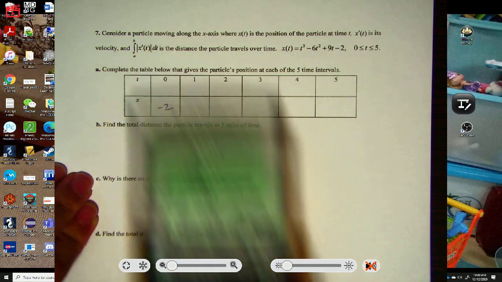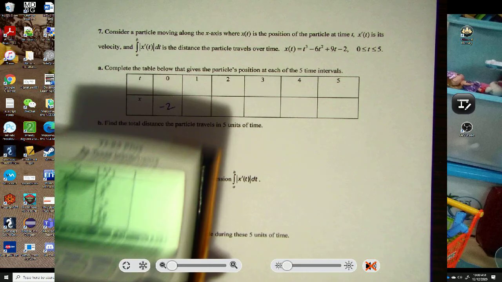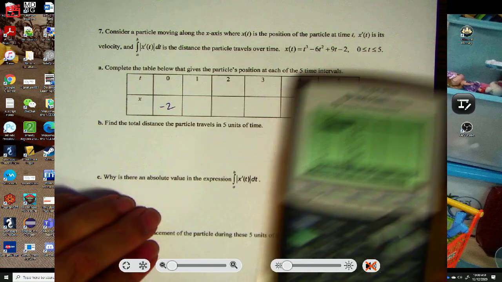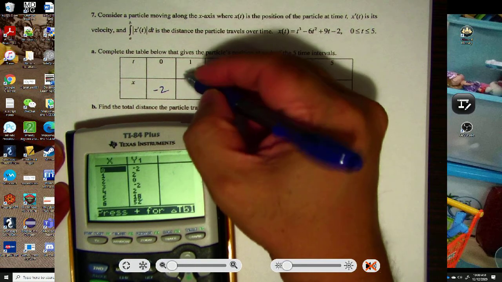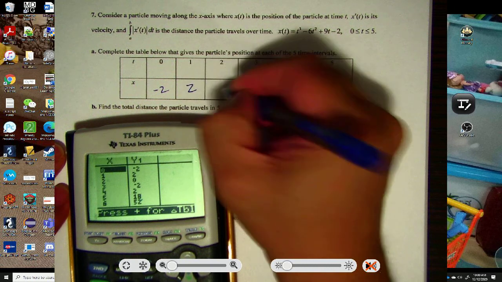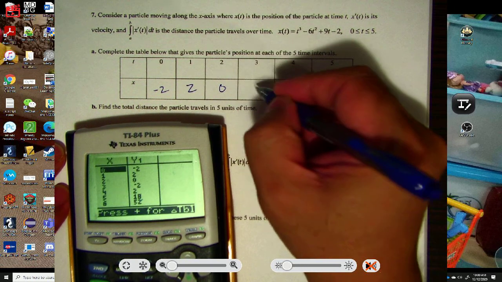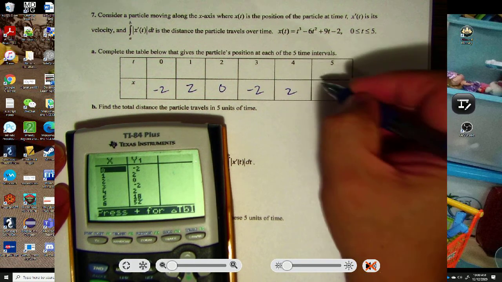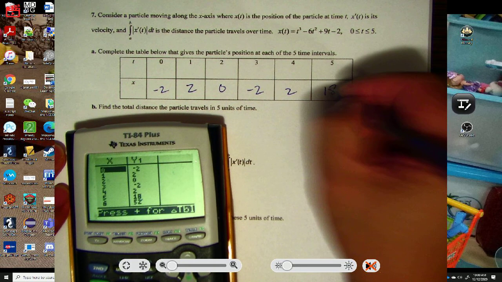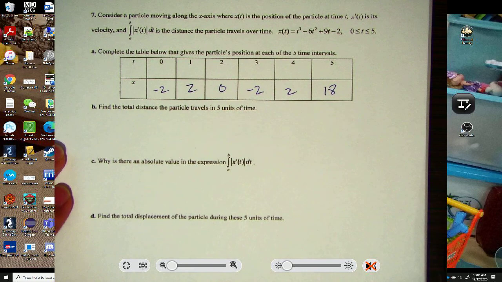So at 0, it's -2, and I just copy that now. All I'm doing is copying these numbers. At 0, it's -2. At 1, it's 2. At 2, it's 0. At 3, it's -2. At 4, it's 2. And at 5, it's 18. Find the total distance the particle travels in 5 units of time.